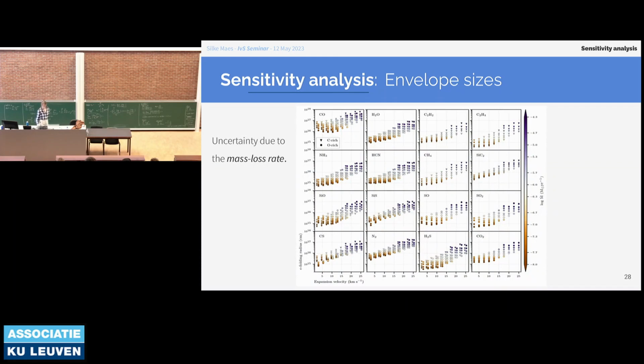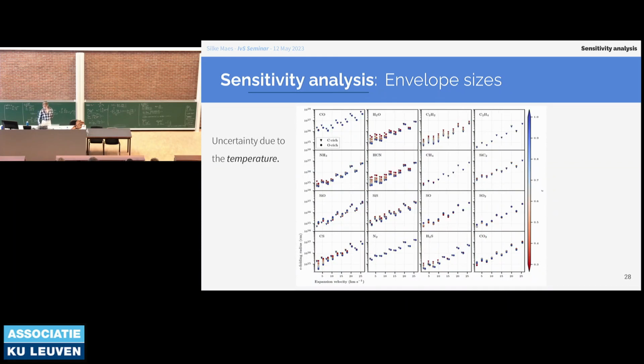I did a similar process with the temperature profile, so now the color indicates this epsilon exponent that indicates the steepness of the temperature profile. And as you see here, for some species, for example here again C2H2, uncertainties can be quite large, but for other species, for example SiC2, that's also a parent species in oxygen-rich stars, we see that the temperature has less effect. So from this we can conclude that it's mainly the uncertainty on the mass loss rate that we retrieve from observations that will have the largest uncertainty on the abundance profile.